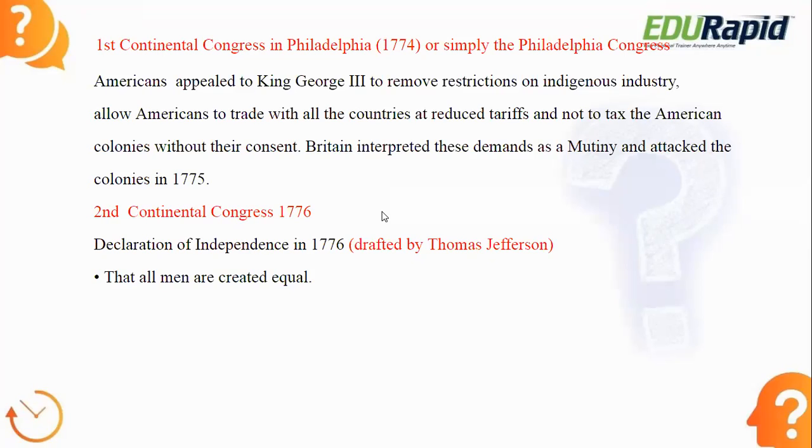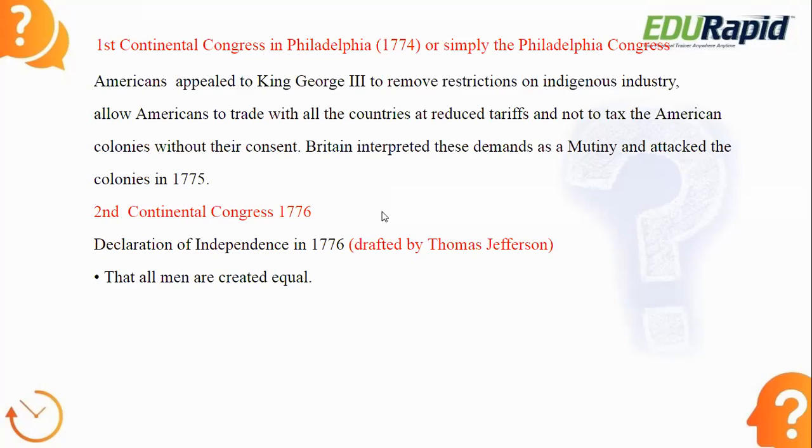Then allow Americans to trade with all the countries at reduced tariffs, and not to tax the American colonies without their consent. So this was their petition to George III. They said, remove the restrictions on the indigenous industry so that we can manufacture our own goods. Not only can we be self-sufficient, we can even sell to other countries also. So reduce the tariffs, and do not tax the American colonies without their consent. This was the appeal put by the Americans in front of King George III. Then Britain interpreted these demands as a mutiny.